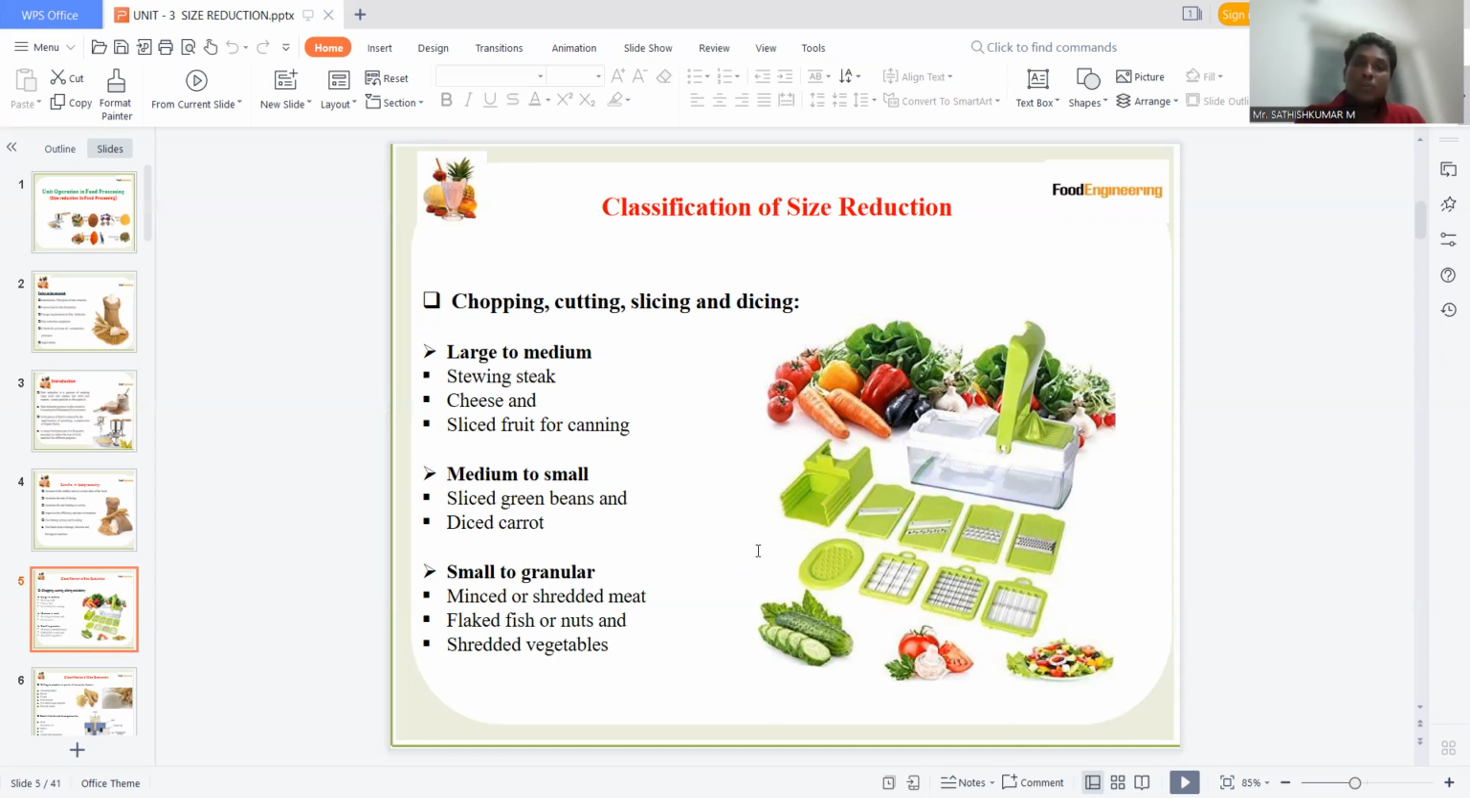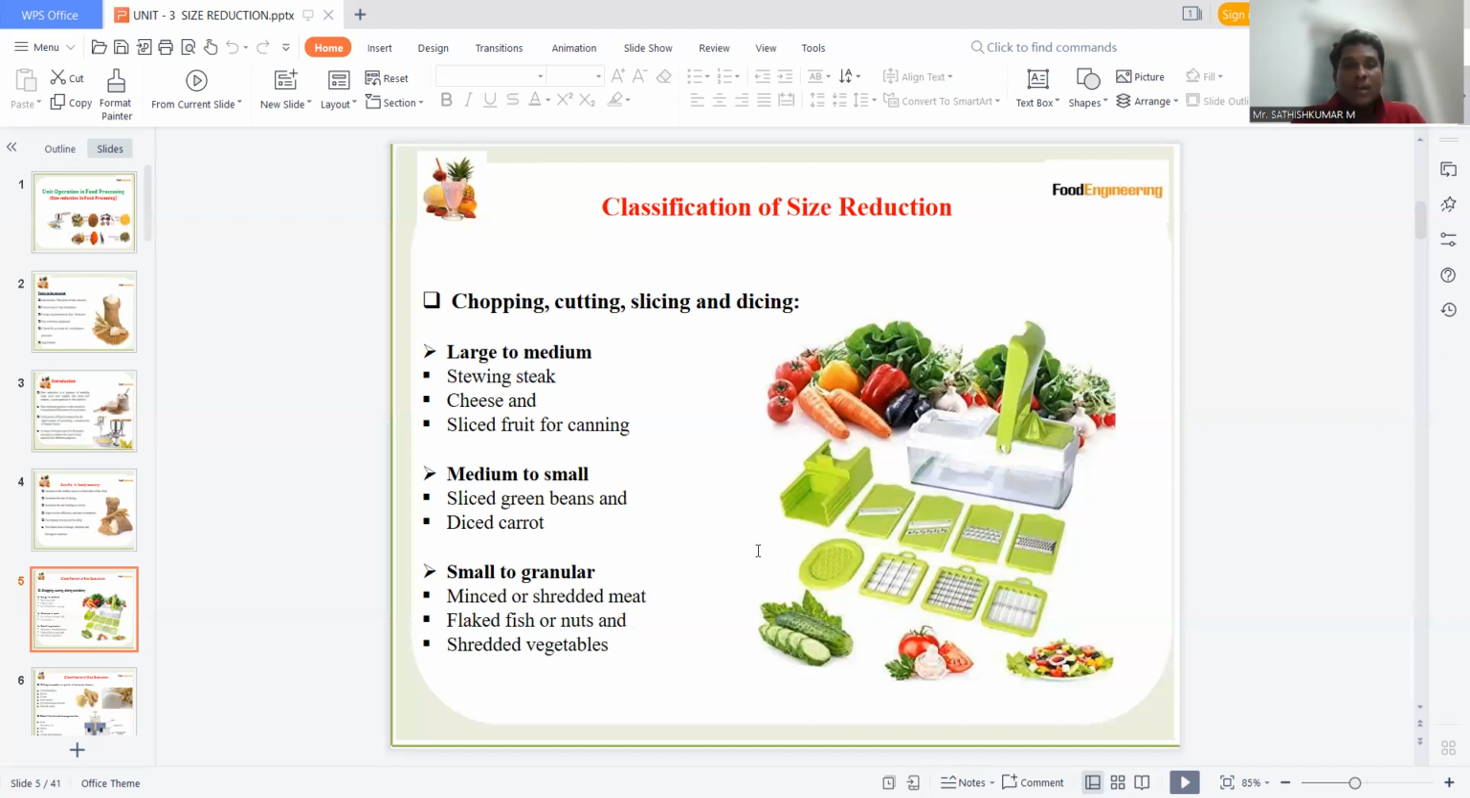Next, medium to small: medium-sized food pieces are converted into small-sized food products. For example, sliced green beans and diced carrots. Next, the third classification of chopping, cutting, slicing, and dicing: minced or shredded meats, flaked fish or nuts, shredded vegetables, small to granular conversion of food materials.